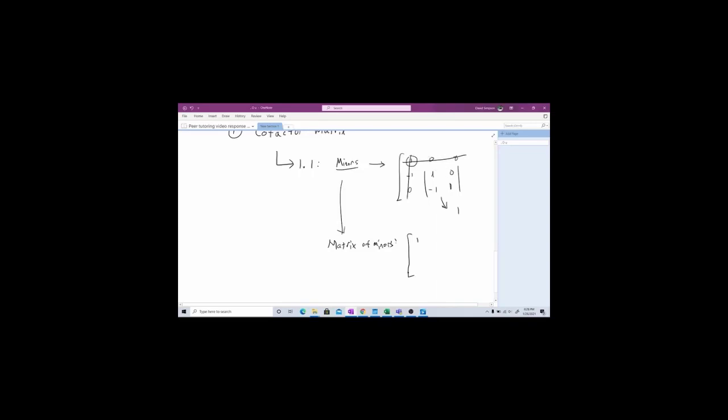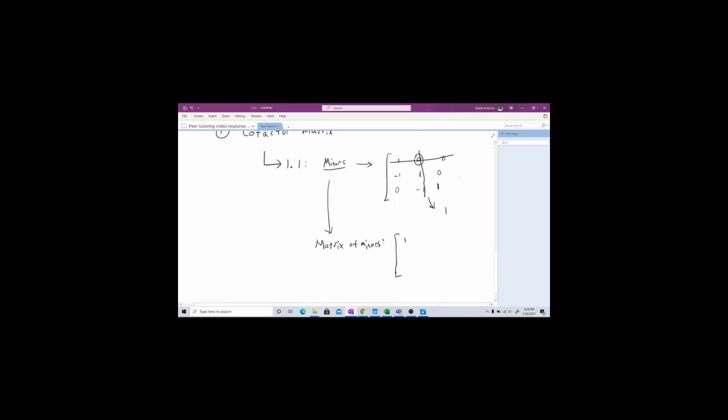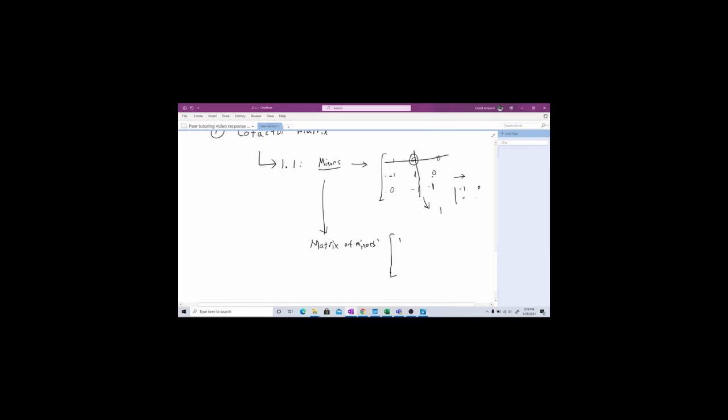So for the second one, let's do the middle top, okay? For the middle top, and I'll just erase to make this a bit more clear, we're going to be crossing out the same row and same column. And so what we're left with is going to be -1, 0, 0, 1. Because we crossed out the top row and the middle column, and that's what we're left with. And to take the determinant of that, we're going to get -1. And that -1 is what goes here.